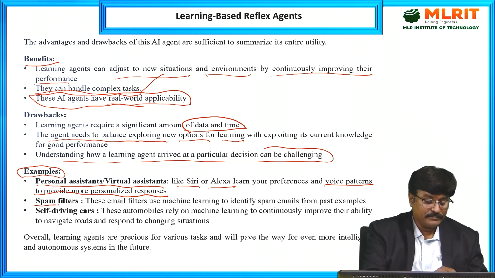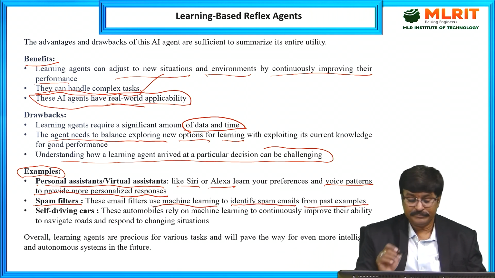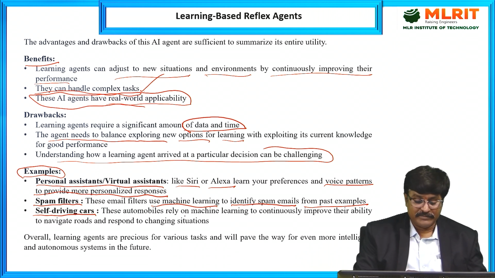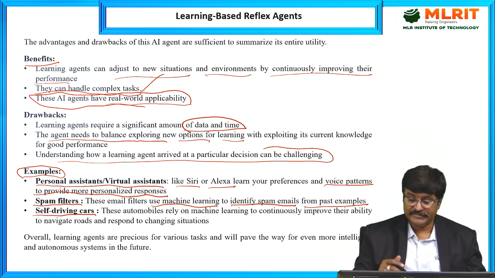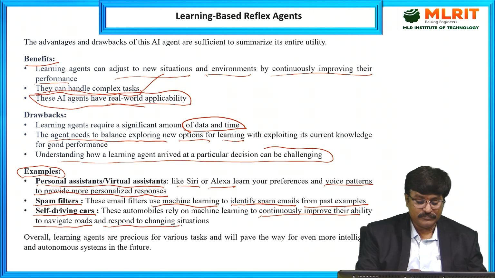Spam filters are another example, email filtering. These email filters use machine learning to identify spam emails from past examples. Self-driving cars also rely on machine learning, because they continuously learn from the present situation and previous experience. Based on that, they take actions, continuously improving their ability to navigate roads and respond to changing situations. They can handle any kind of complex situation.